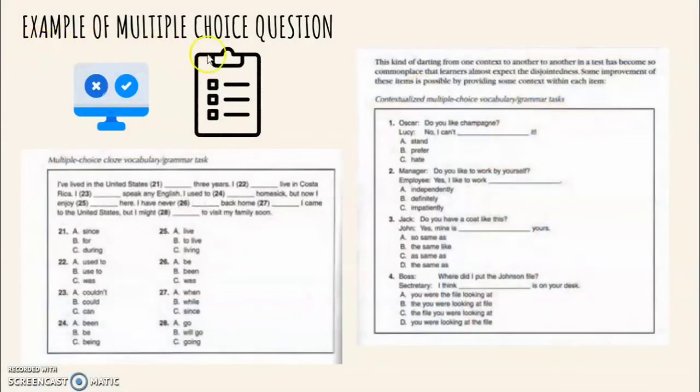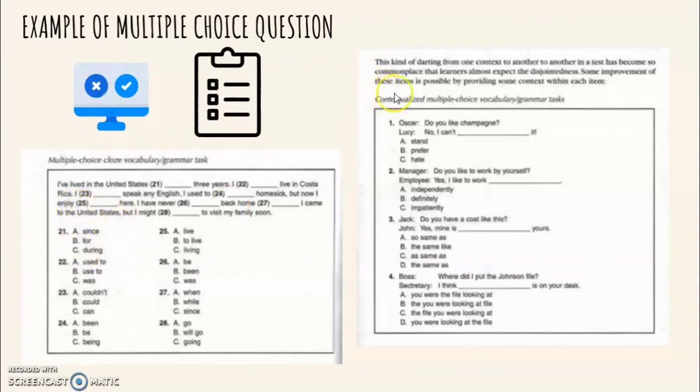These are examples of multiple choice questions. As we can see, there are two pictures of questions. The first one is a multiple choice closed vocabulary or grammar task. This kind of question will help students in studying grammar or vocabulary. At this point, students have to read all of the passage or the paragraph first to know the answer. After that, they should answer the questions using the choices that have already been made here.